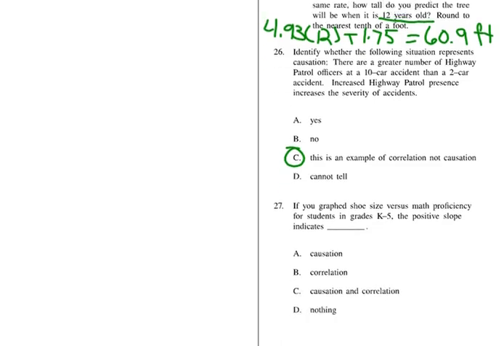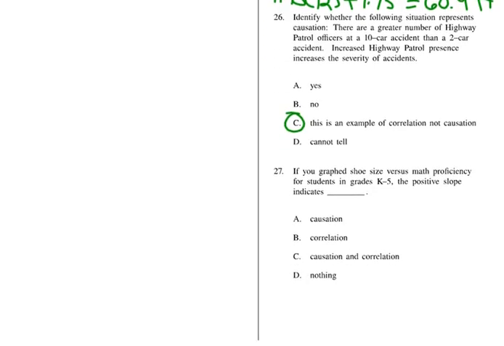For number 27, if you graph shoe size versus math proficiency, the positive slope indicates correlation only. Right? Just because you have a bigger shoe size does not mean that you are going to be better at math. Sorry for all those people who think that.